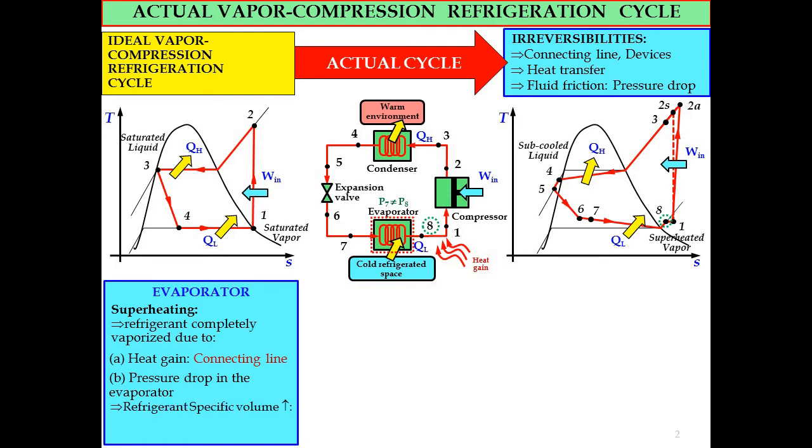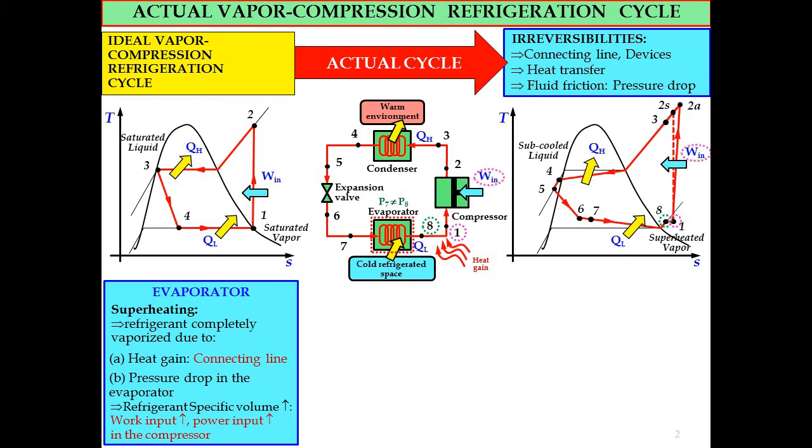Due to this pressure drop, the refrigerant specific volume at the inlet of the compressor will increase. When the volume increases, especially for state 1, we need to provide more work into the compressor in order to compress the increased volume of refrigerant, and more power input is required in the compressor.